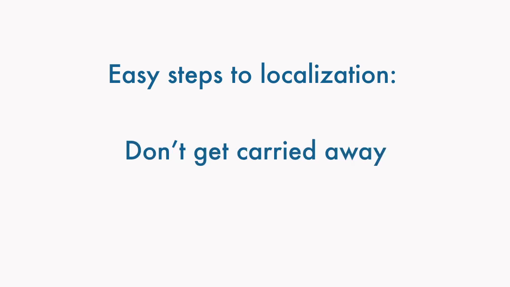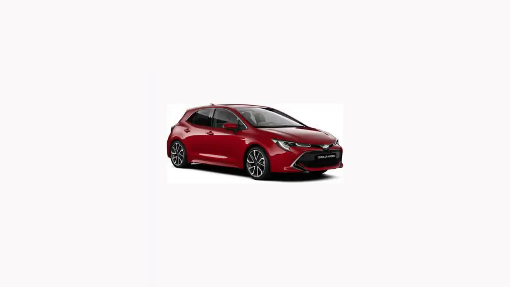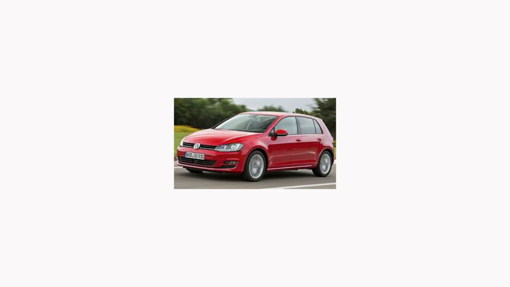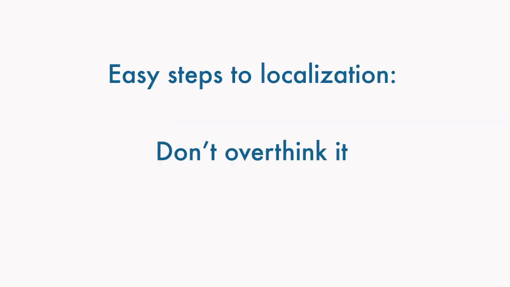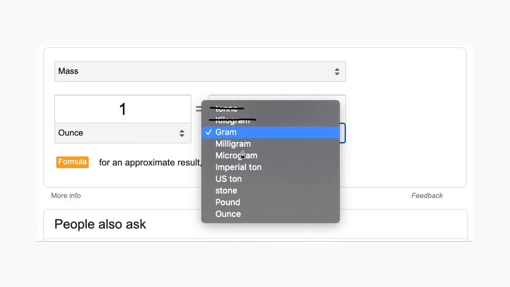Still, don't be too creative with the changes, but instead try to keep it natural. Like, if nobody drives a Toyota Corolla in your country, what's another mid-sized car that everybody knows? And last but not least, don't overthink it. If ounces aren't used in your country, what's the next most obvious thing used?